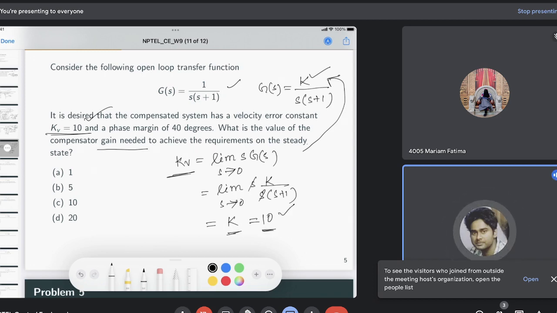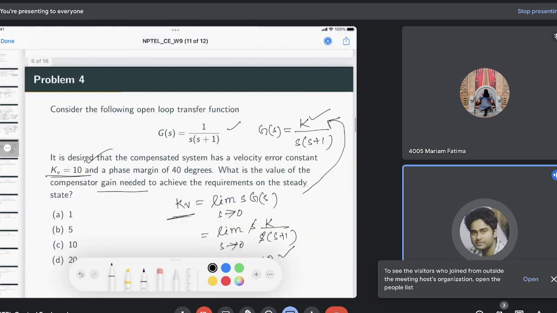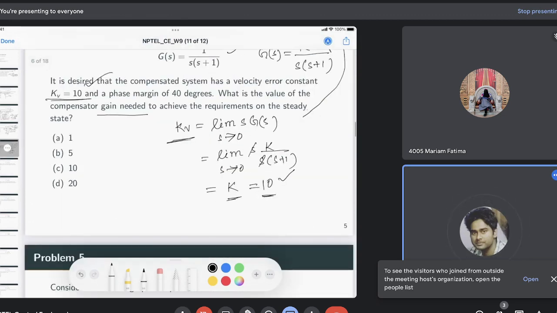So in the frequency domain, first we adjust this gain to meet the steady state specification. This steady state specification is dictated by the initial portion of the Bode plot, that is the low frequency range, where we have this initial slope. Just adding this gain will shift the Bode plot upward, and this will give the desired kV. For this first order system, the initial slope will be minus 20 dB because of the presence of this pole of the system.